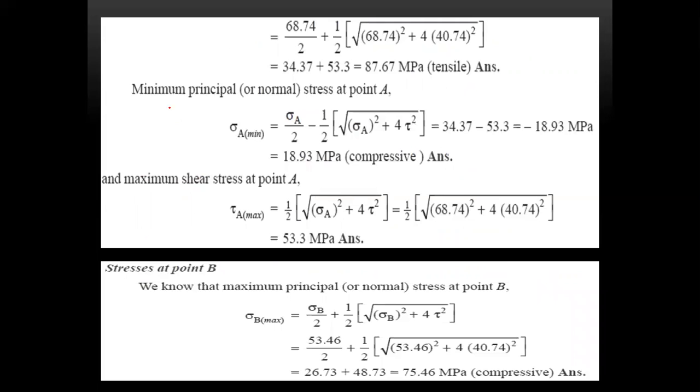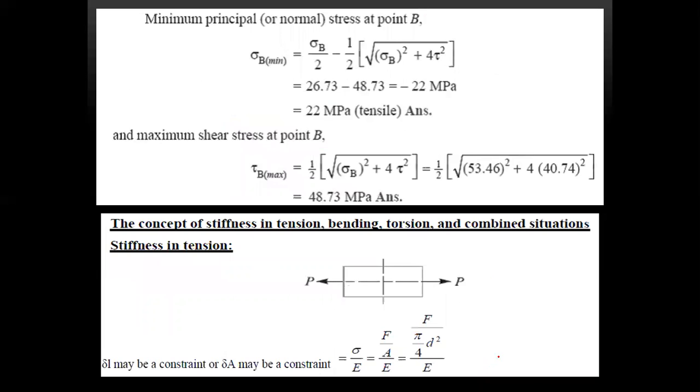Then the minimum principal stress at point A, apply this formula, we are getting this value. Then the maximum shear stress at point A, tau A max, is equal to this one. Then the stresses at point B is equal to sigma B by 2 plus or minus half of the formula. So you are getting this answer. Then the minimum stress at B, apply this one, you are getting this. The maximum shear stress at point B, so you are getting this one.